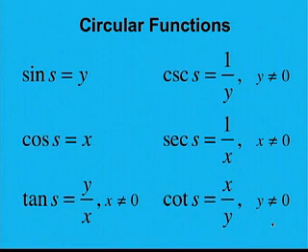We already know that sine s is equal to y, cosine s is equal to x, tangent of s is equal to y over x, x, of course, can't be 0. We have cosecant of s is equal to 1 over y, and of course, y can't be 0. Secant of s is equal to 1 over x, x not equal to 0, and cotangent of s is equal to x over y, where y is not equal to 0.